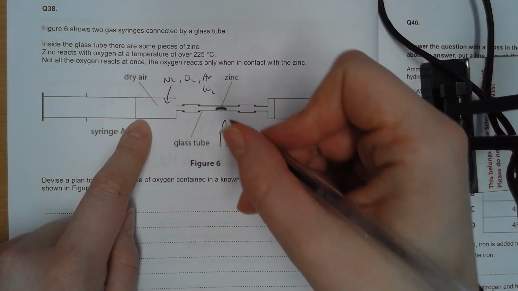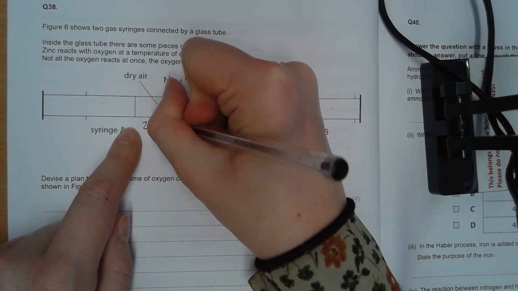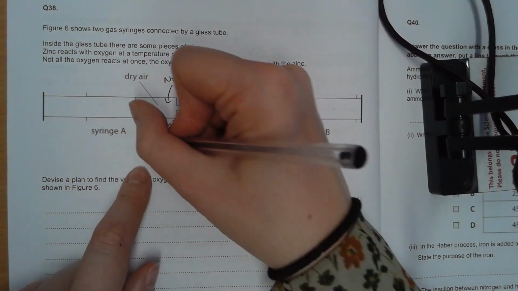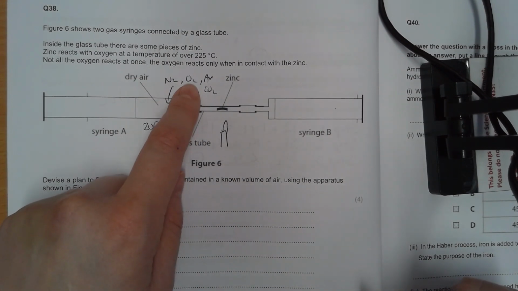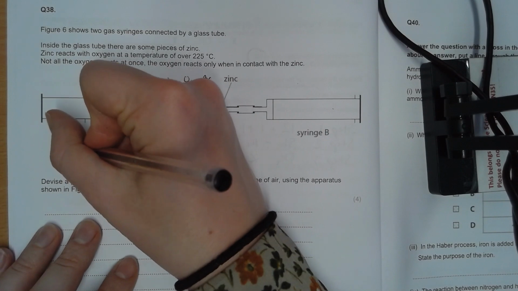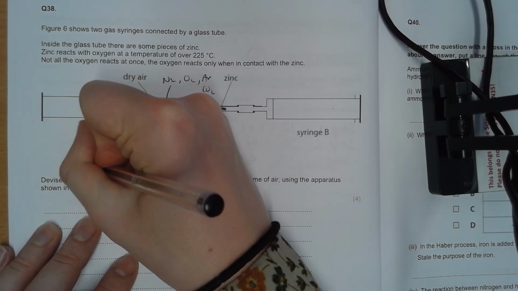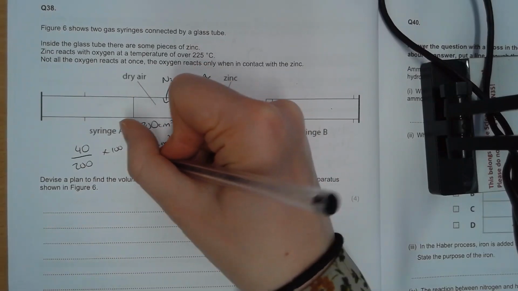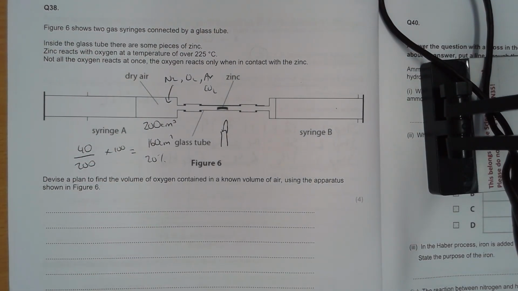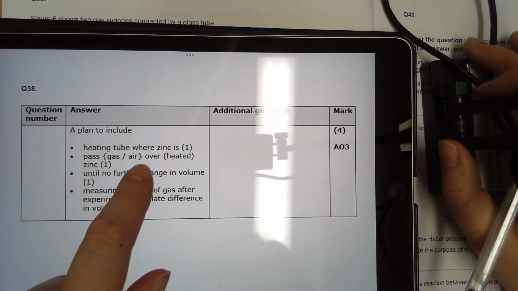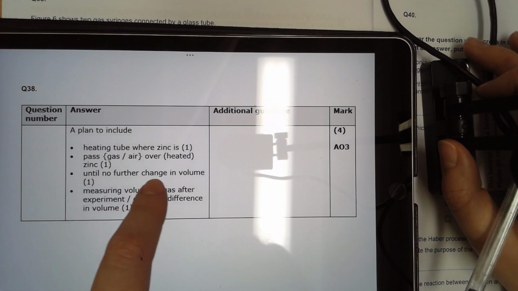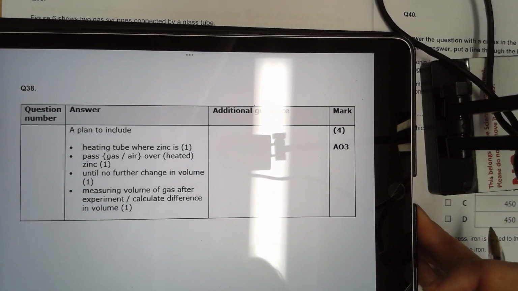If you know the volume that you started with, let's say you started with 200 centimeters cubed, and at the end you end up with a value of 160, you know that 40 centimeters cubed must have been the oxygen that reacted with the zinc, and then to work it out you take 40 over the original volume 200, times it by 100, and you'll get an answer of 20%. So in terms of where your mark's coming from, you heat the tube where the zinc is, you're passing the air over the zinc, you keep going until the volume stops changing, and then once it stops changing you calculate the difference between the starting volume and the end volume, and then you can do your little calculation.